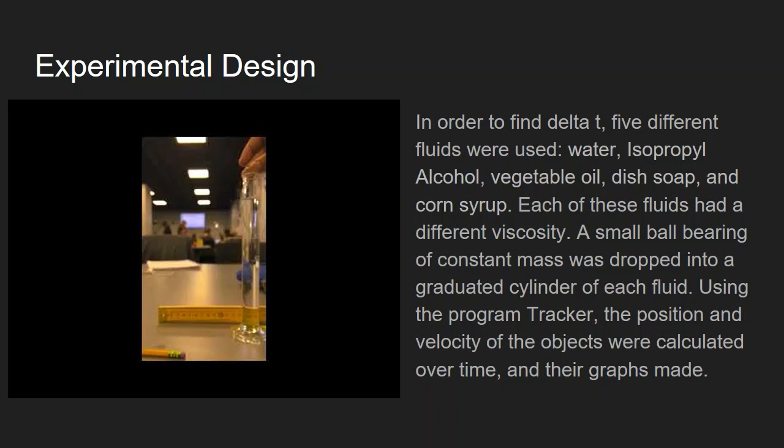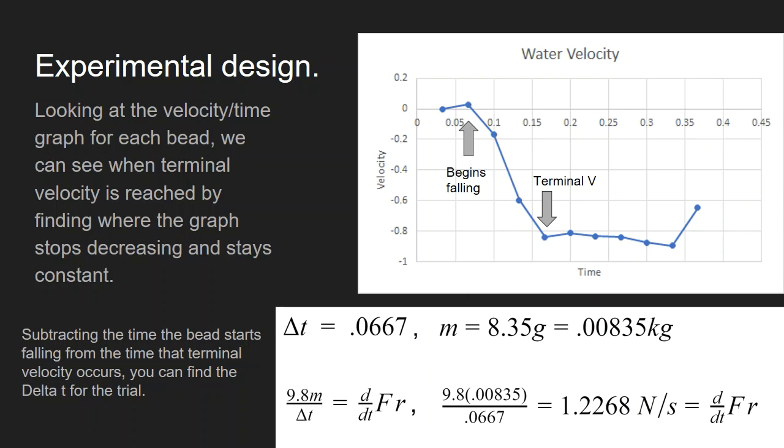A small ball bearing of constant mass was dropped into a graduated cylinder of each fluid. Using the program Tracker, the position and velocity of the objects were calculated over time and their graphs made. Looking at the velocity time graph for each bead, we can see where terminal velocity is reached by finding where the graph stops decreasing and stays constant.